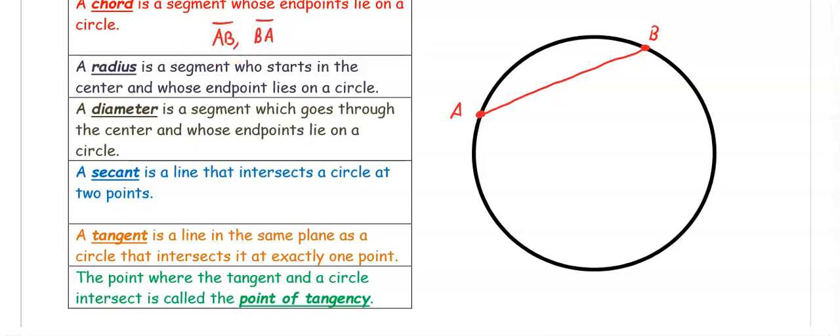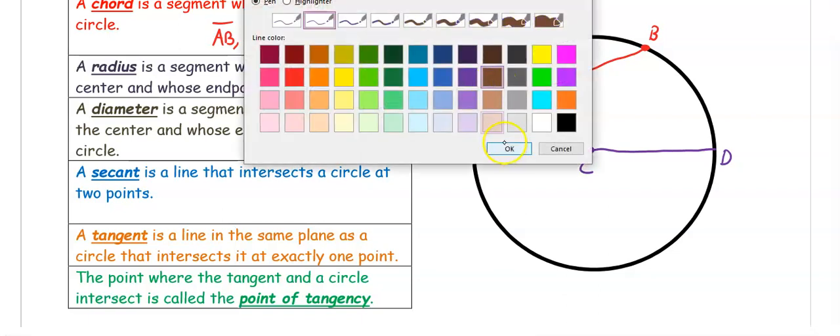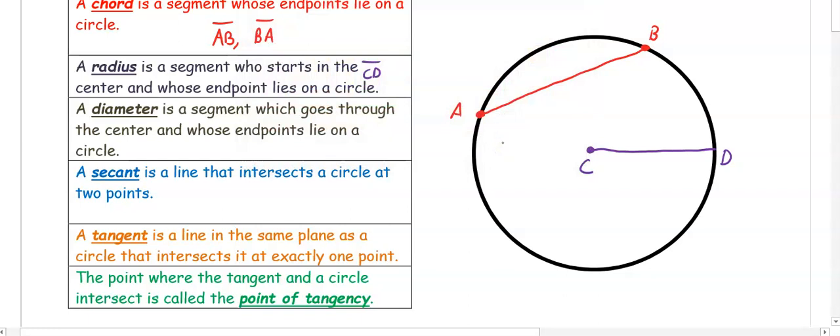Our next is a radius. A radius goes from the center of the circle to a point on the circle. So our radius would be CD. We could also call it DC. A diameter then is two radii that are put together that go from end to end of the circle, and it goes through the center. So a diameter is a special type of chord. So in this case, EF would be our diameter.